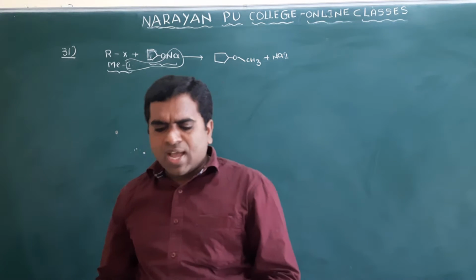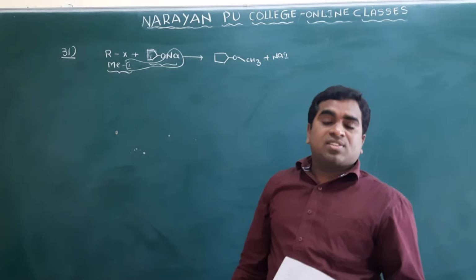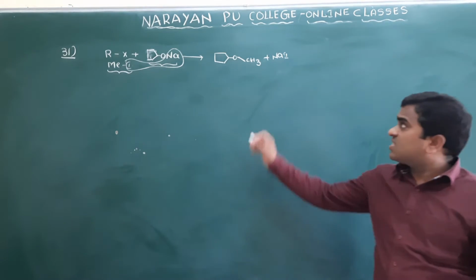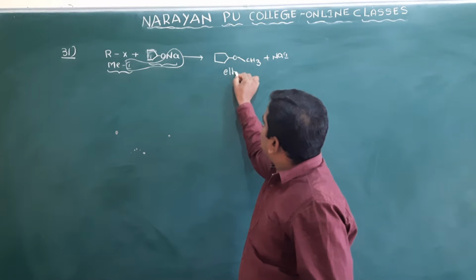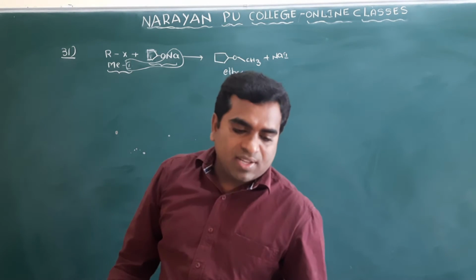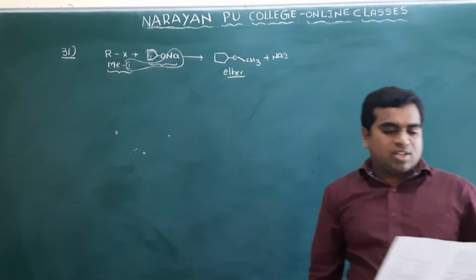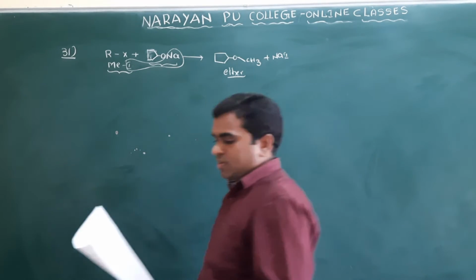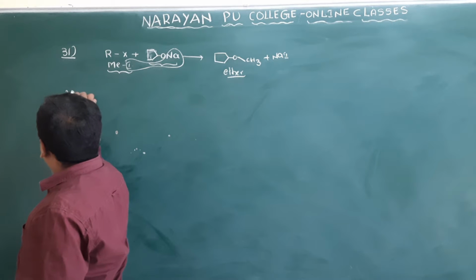So your option is option 4. Here it is Williamson synthesis, not alcohol synthesis. What we will call it is ether. This is the Williamson ether synthesis reaction. Clear? Next one. Coming to question number 32.